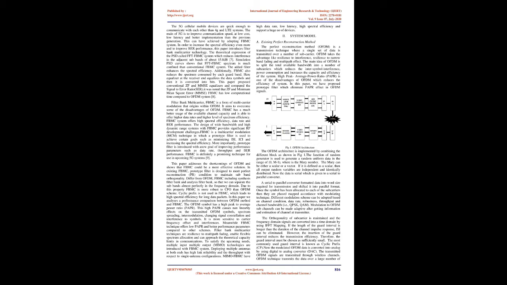The 5G cellular mobile devices are quick enough to communicate with each other, compared with 4G in LTE systems. The main aim of 5G is to improve communication speed, at low cost, low latency, and better implementation than the previous generation. This can be achieved by adopting the FBMC system.